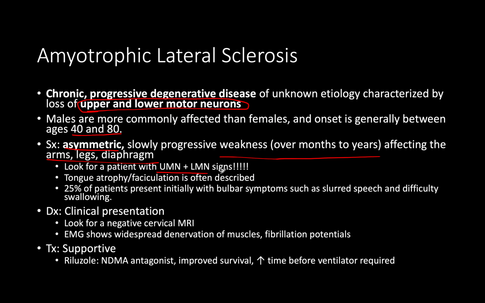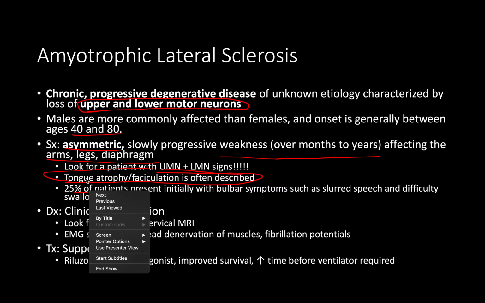Look for that patient with upper motor and lower, like you did. Tongue atrophy and fasciculation is often described, okay? And so, when they start to go from seeing these signs that are in the extremities, and then they start talking about bulbar signs like this tongue atrophy, difficulty swallowing. This patient said his speech sounds thicker, so slurring of the speech, not able to control your tongue. These signs are also typical of ALS, and so we should keep an eye out for that.